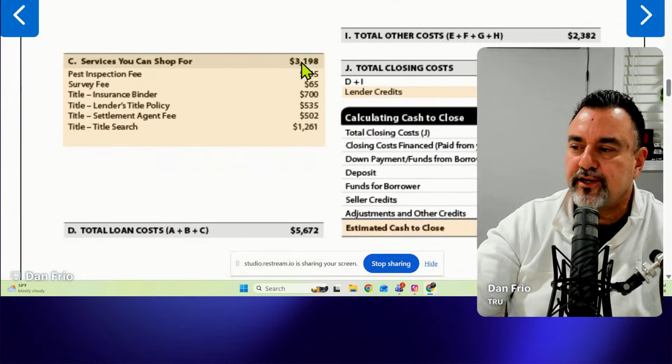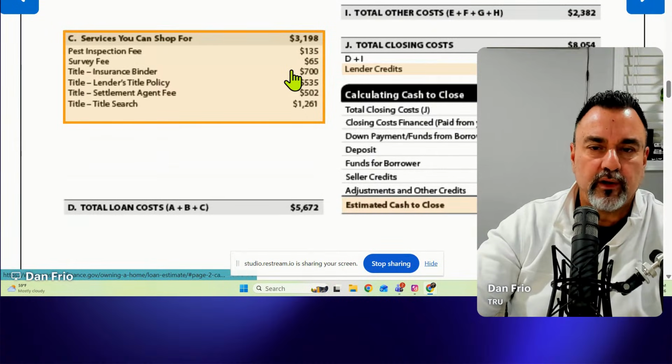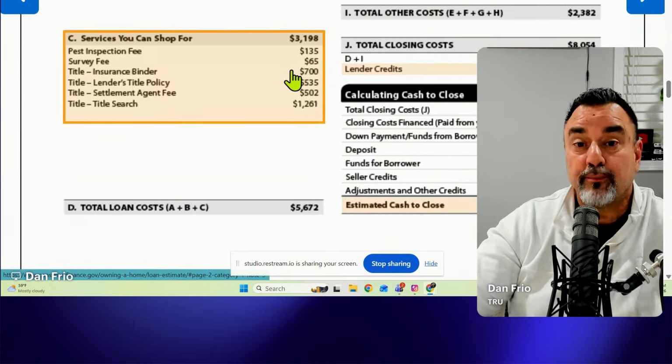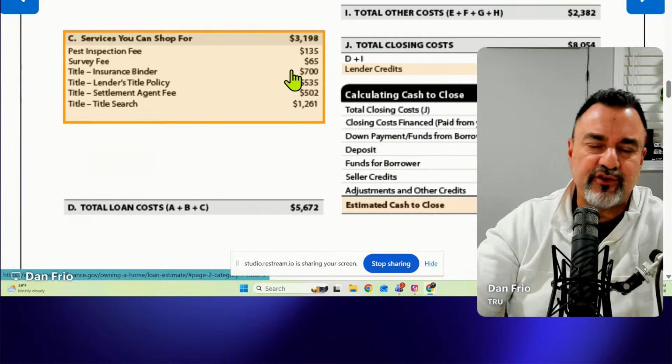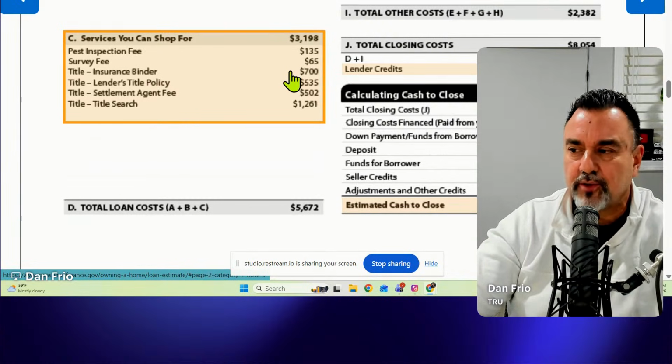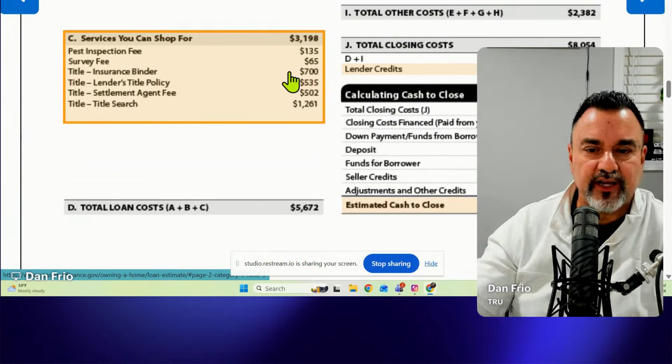But then you go down through here, and here's things you can shop for. Okay, but in most cases, when you're buying a house, you're stuck using the builder, maybe the seller, and they determine this. And when you're buying your house, this area could be huge.